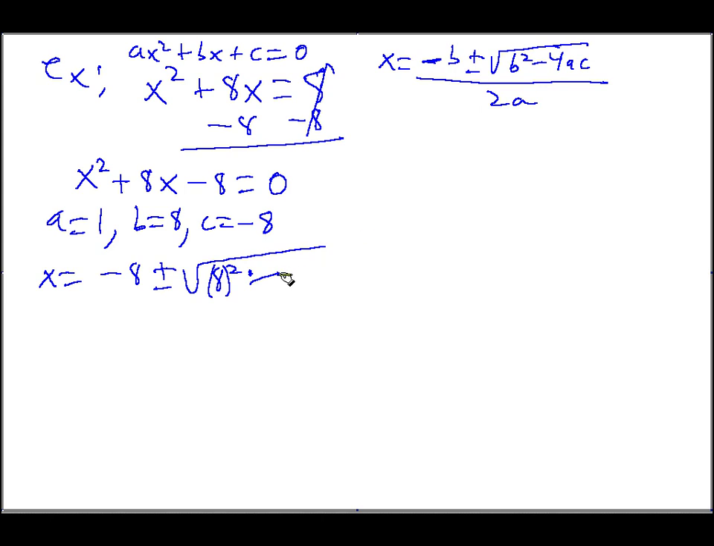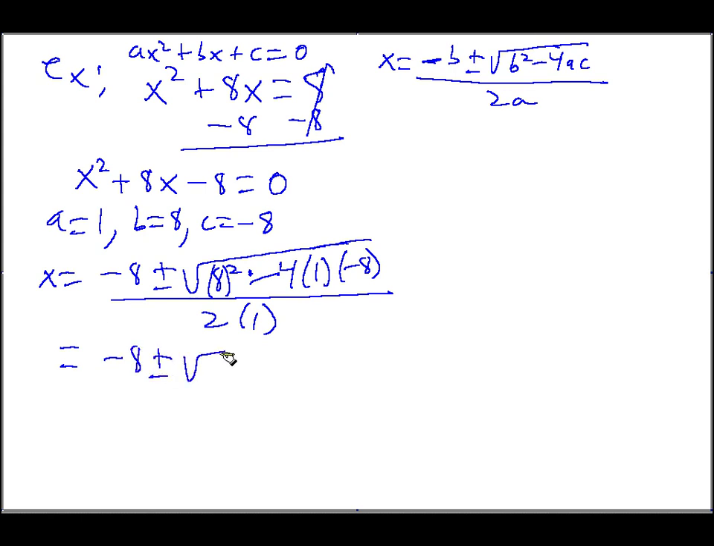4ac, so minus 4 times what? Times 1 times c, negative 8, all right? All over 2a, 2 times 1, right? A is 1, no big deal. So that's going to be negative 8 plus or minus the square root of what's 8 squared? 64. Again, sorry for this mark here. Negative 4 times 1 times negative 8. Isn't that positive what? 32, all right? All over 2 times 1 is 2, all right?